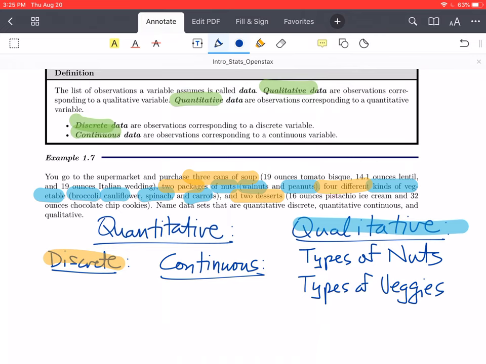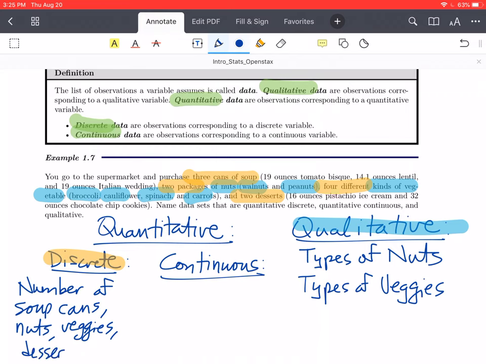So this would be the number of soup cans, nuts, veggies, desserts, etc.